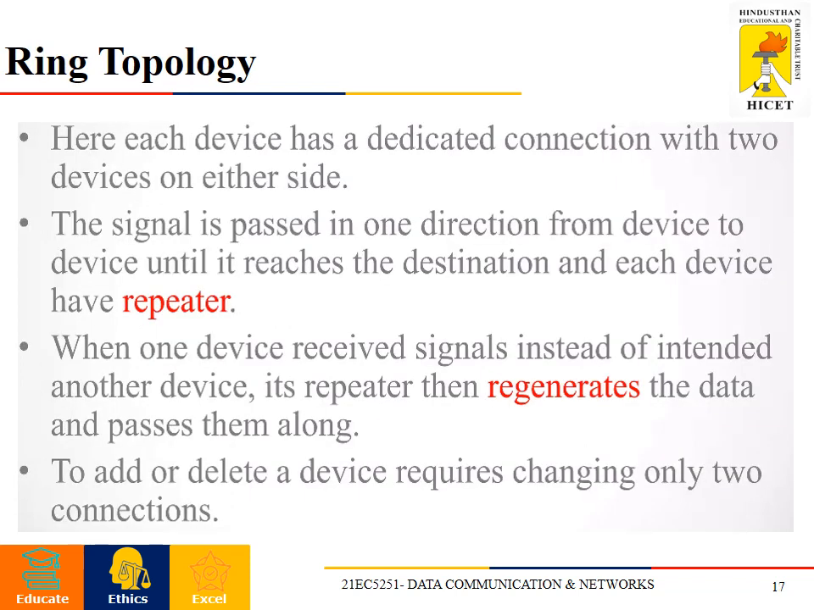The next is a ring topology. Here, each device has a dedicated connection with two devices on either side. The signal is passed in one direction from device to device until it reaches the destination, and each device has a repeater. When one device receives a signal intended for another device, its repeater regenerates the data and passes it along. To add or delete a device requires changing only two connections.